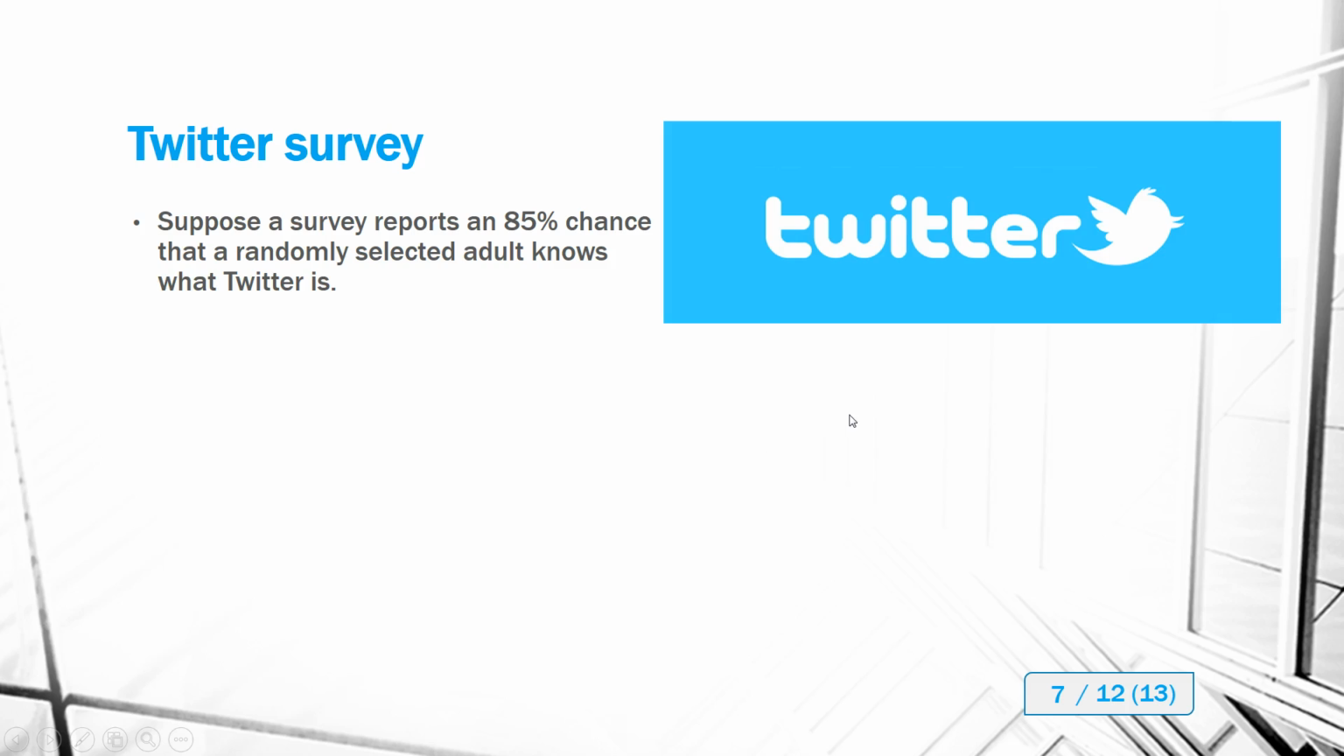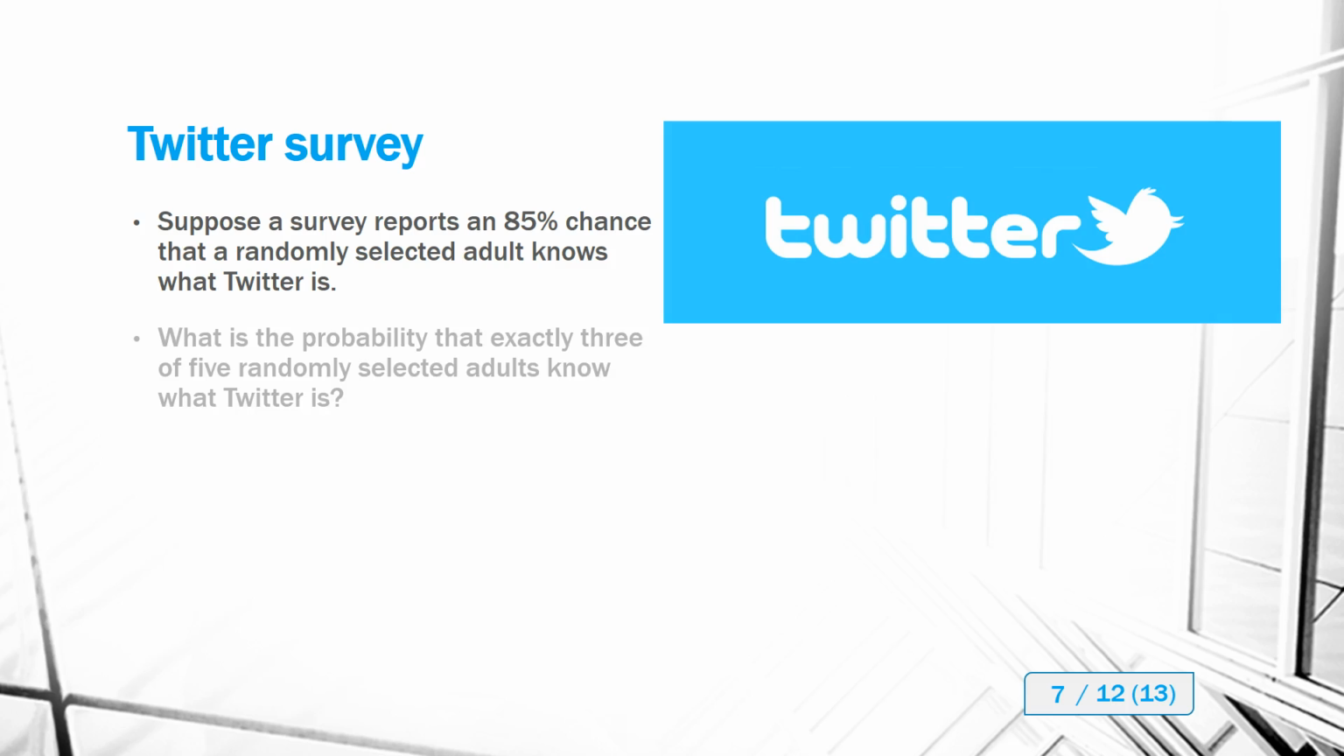Let's actually apply this equation to a real-world situation. Supposing a survey reports that there's an 85% chance that a randomly selected adult will know what Twitter is. Now that 85% number may seem high or low to you, depending upon your individual involvement with social media. But let's just say that this is what the survey reports. So, given that the survey reports an 85% chance that a randomly selected adult will know what Twitter is, what's the probability that if we take 5 randomly selected adults, 3 of them will know what Twitter is?